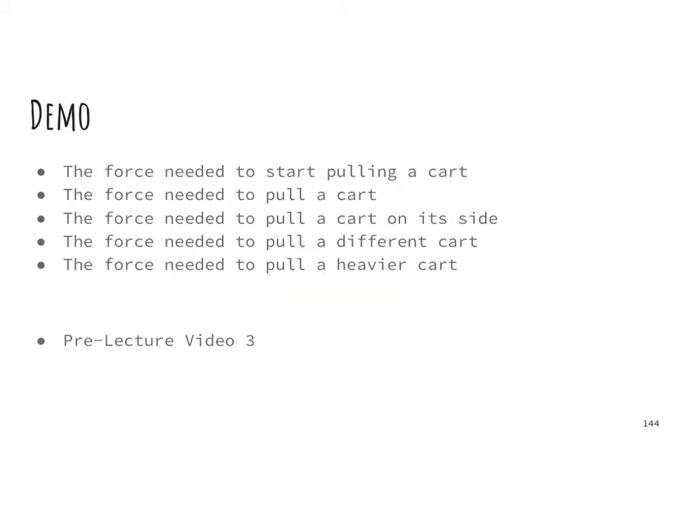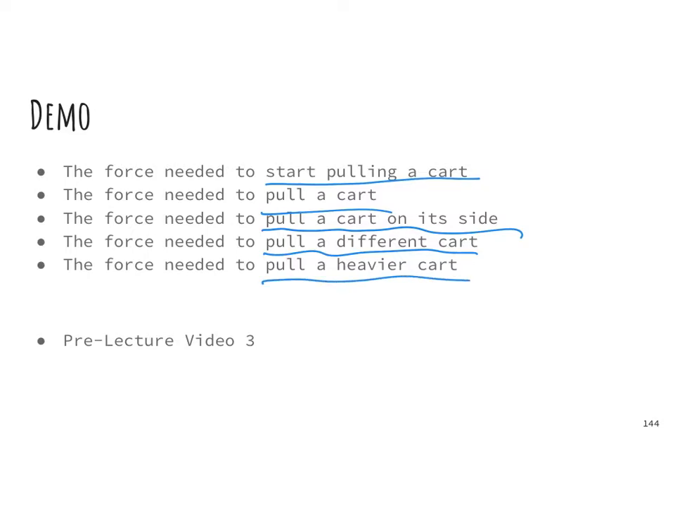So in class, I'm going to do a little demo, and I'm going to use a force sensor to measure how much force is needed to pull a cart. And I have a few different extensions of this. I start to pull a cart, and measure how much force is actually pulling it. Then I change the cart to be on its side. Then I pull a different type of cart, and I'll talk about that. And then I pull a heavier cart. I'm going to do this in class, but I also want to take a brief minute just to talk about the different graphs that we get.